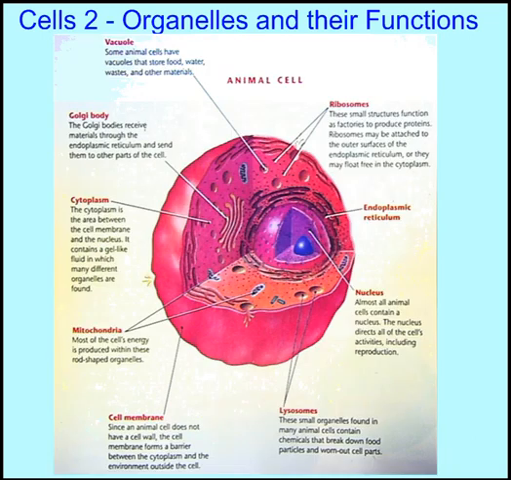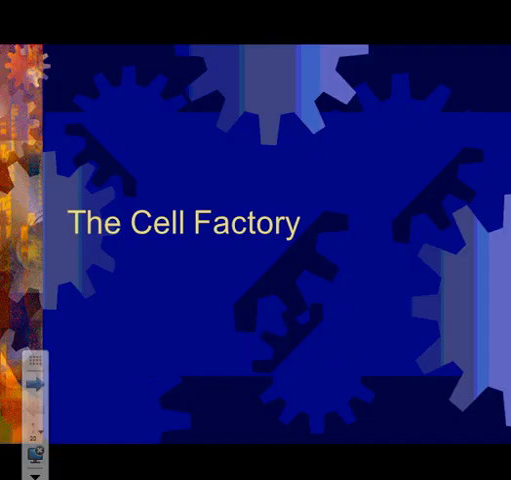Now you're going to color and label the animal cell. Again, you only have to label what's written in red and highlighted in yellow, the names of the organelles. You don't have to write the functions here. The functions you're going to write on the back. Okay, now that you've finished the coloring and labeling, let's get started on the back.